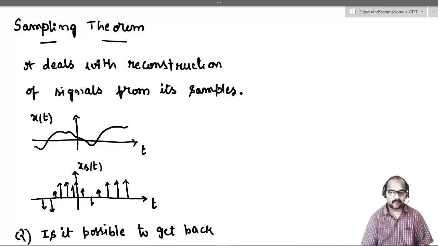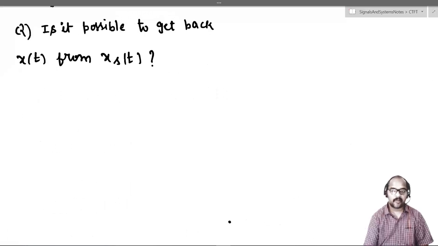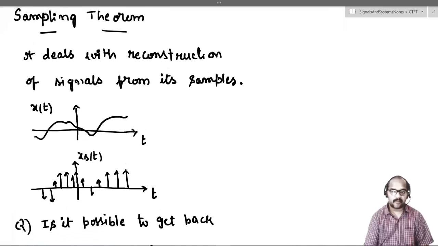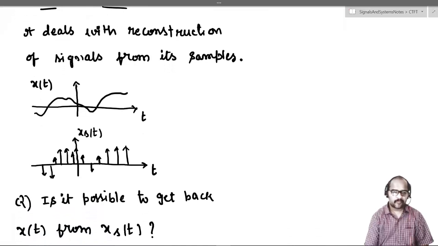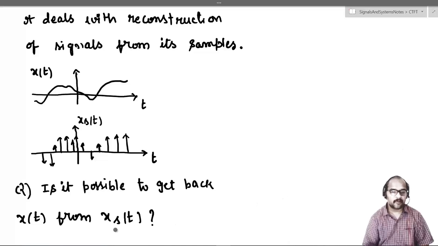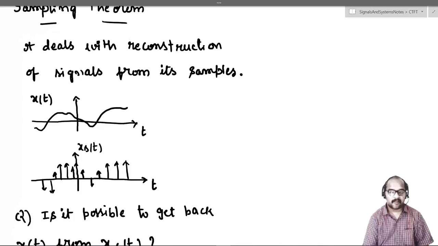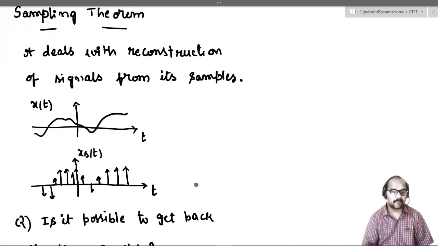So now the question is, is it possible to get back x of t from xs of t? Don't worry, we will talk about all the details soon. But what does the sampling theorem deal with? It deals with the question: given the samples of the signal x of t, which is xs of t, can we get back the signal x of t?